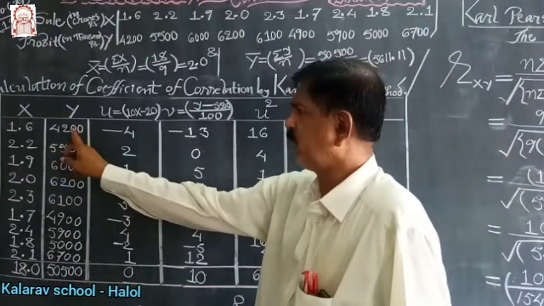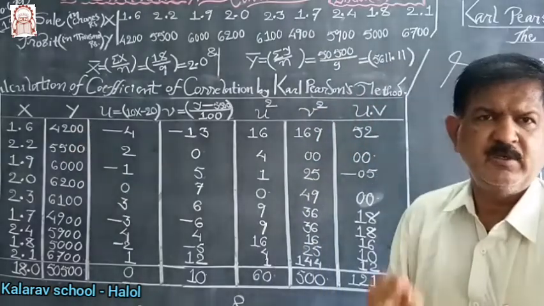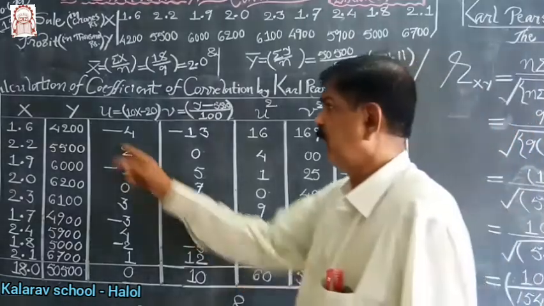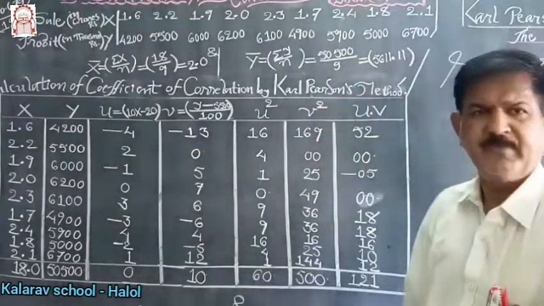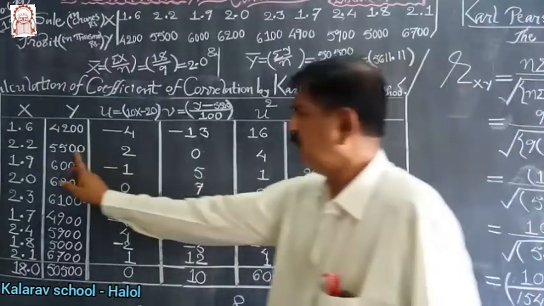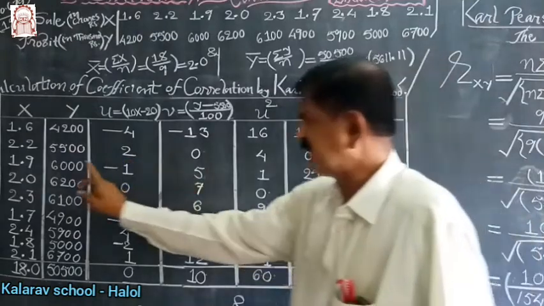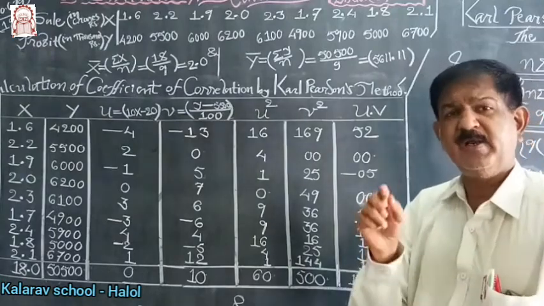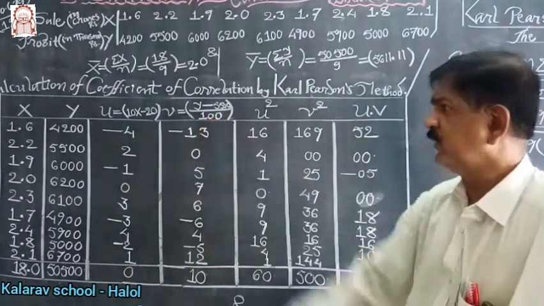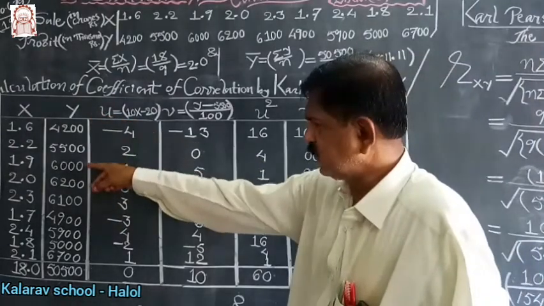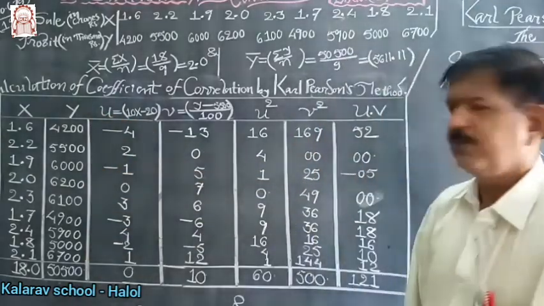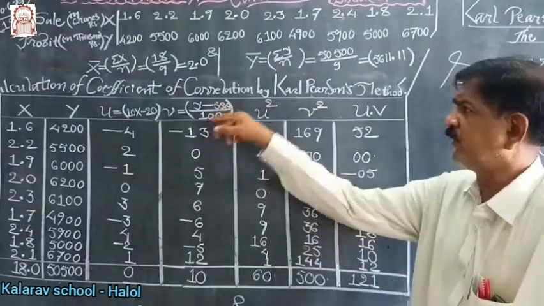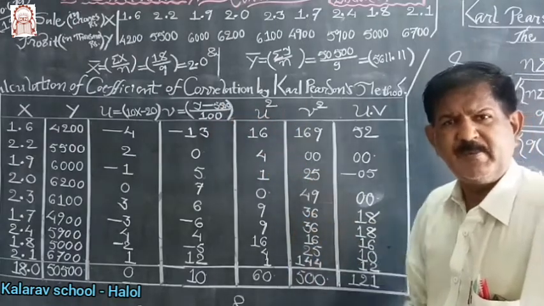4200. Now subtract 5500 from it. If you subtract 5,500 from 4,200, it becomes minus 1,300. Upon 100, the value becomes minus 13. 5,500, naturally it becomes 0. 6,000: from this 6,000, first of all subtract 5,500. It becomes 500. 500 upon 100, common factor 100. See, once again, in data series y the common factor is 100. Therefore, after subtracting a particular value, 5,500 or whatever you take, it should be divided by 100.